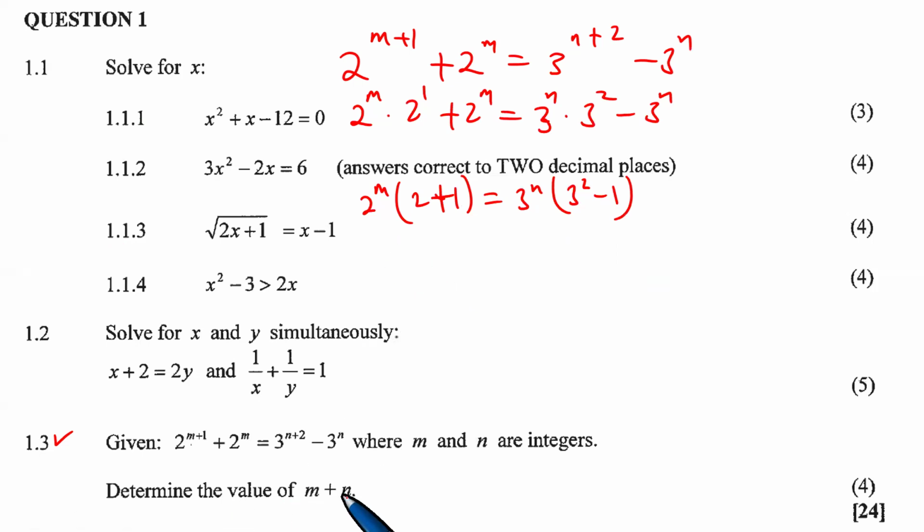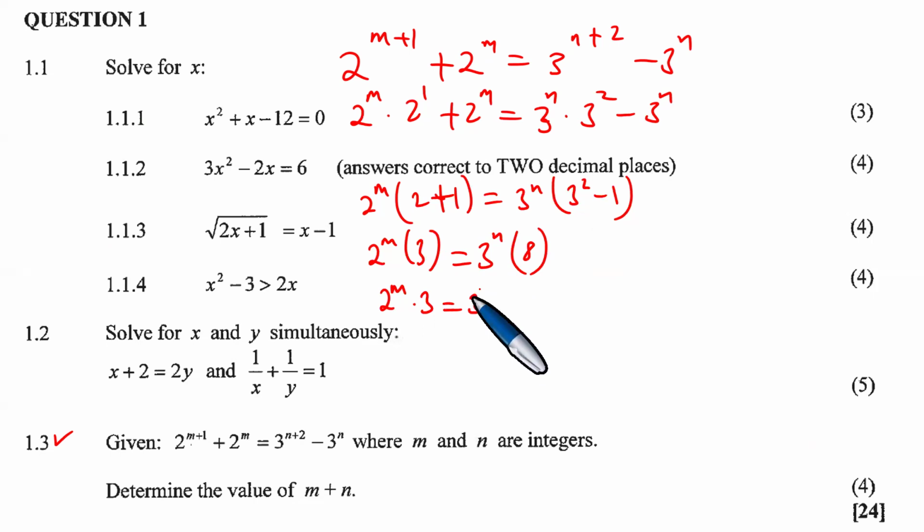So we want to find the sum of m and n. What is 2 plus 1? It is exactly 3. So it is exactly 2 to the power m times 3 equals 3 to the power n, times 3 squared minus 1. 3 squared is 9, and 9 minus 1 is 8. At this point, we have a couple of things to consider. We have 2 to the power m times 3 equals 3 to the power n times 2 to the power 3. So m equals 3.